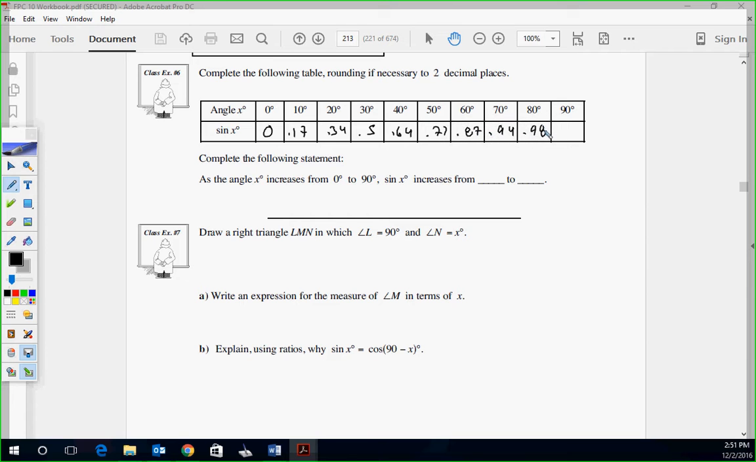What is that after the 7, 7. Point 87, 0.94, 0.98, and 1.